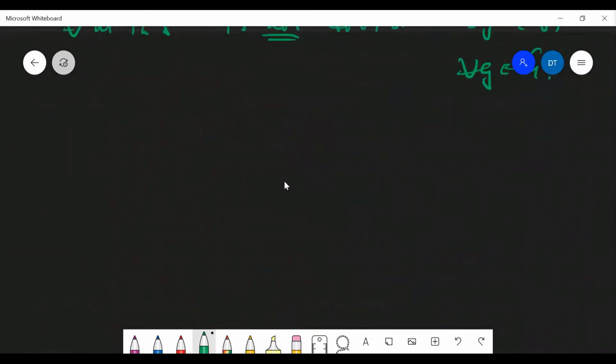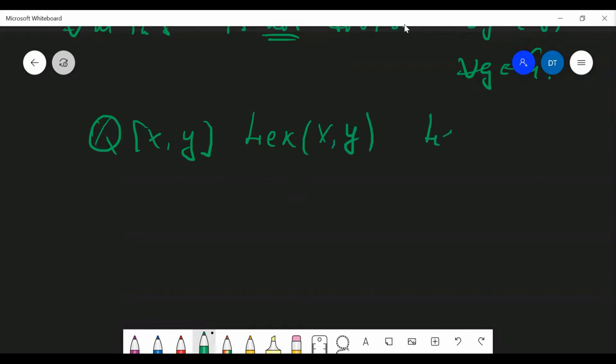So let's take polynomials in two variables. Okay, there are two different lexicographical orderings: the lexicographical ordering where x is higher than y, and the other one is the lexicographical ordering where y is higher than x.